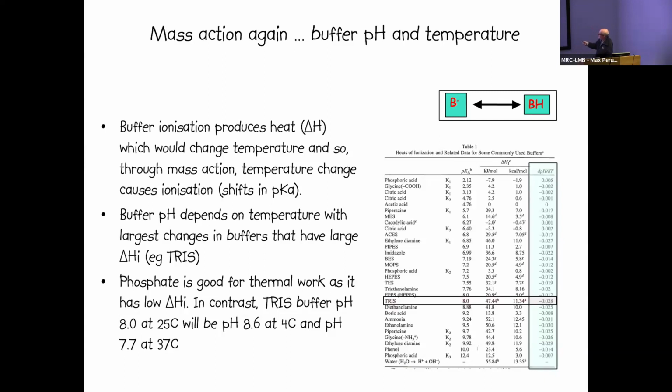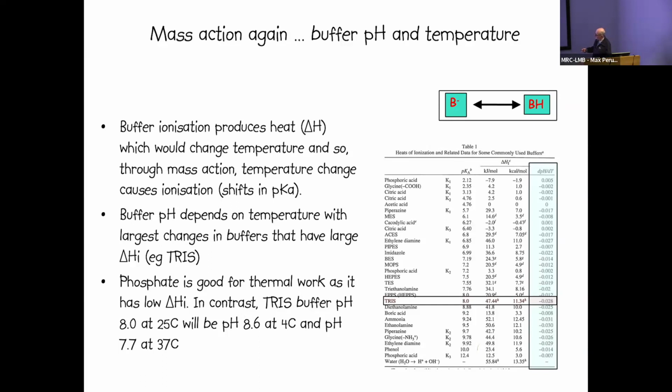In this column, you can see the change in pH per 1 degree of change in temperature. And you can see that phosphate, pKa 7.2, that's a pretty low enthalpy of ionization, and therefore a small change in pH as a function of temperature. So it's quite good for if you're wanting to do experiments where you're changing temperature a lot.